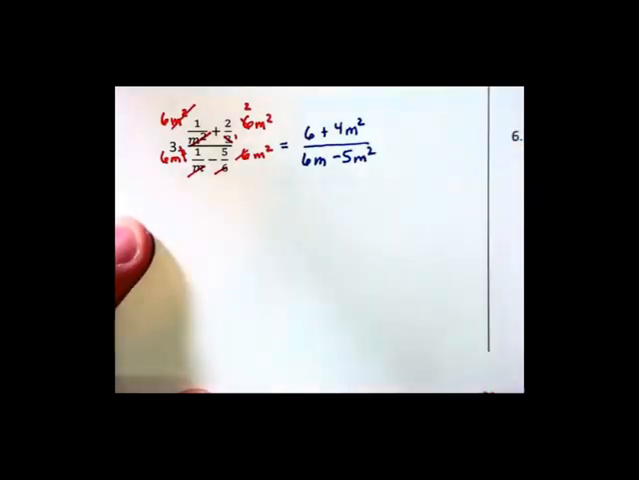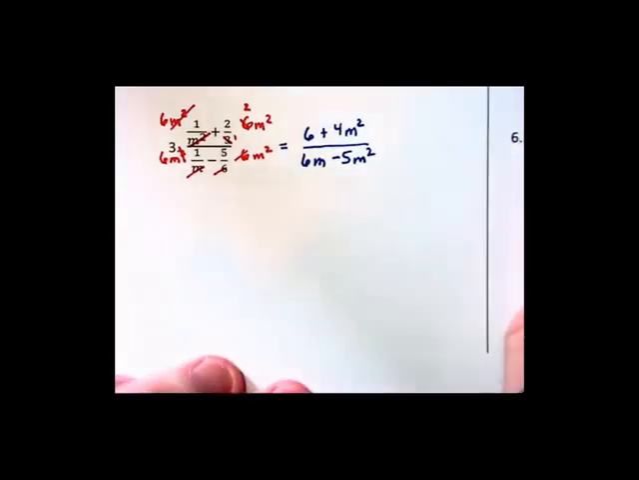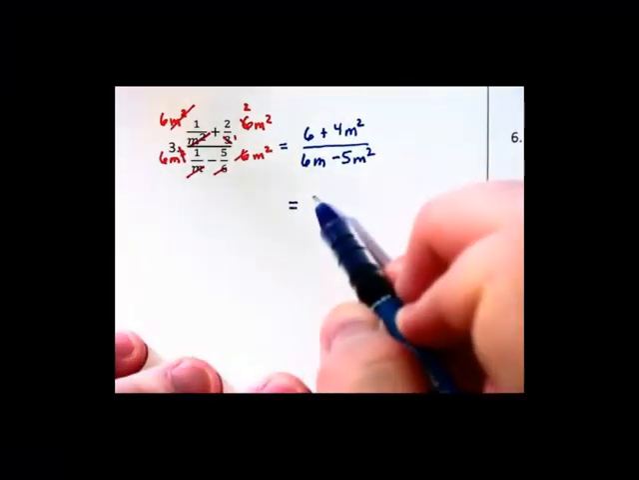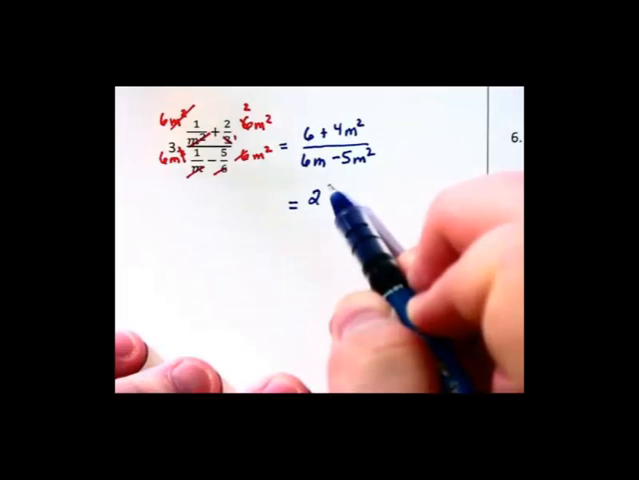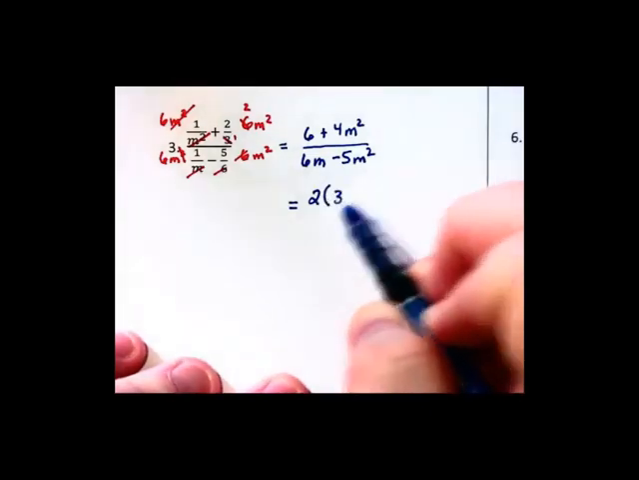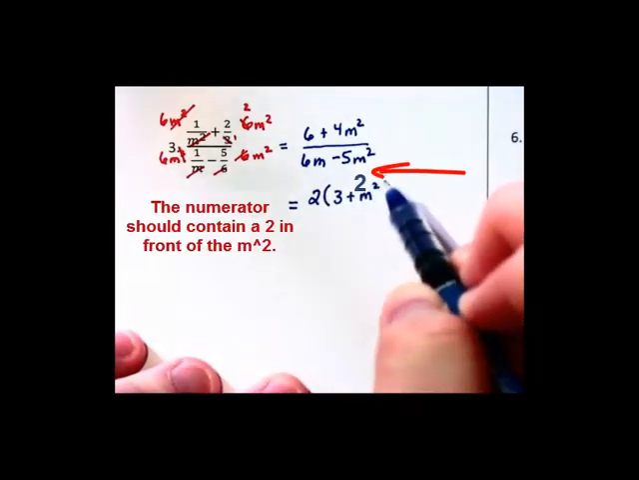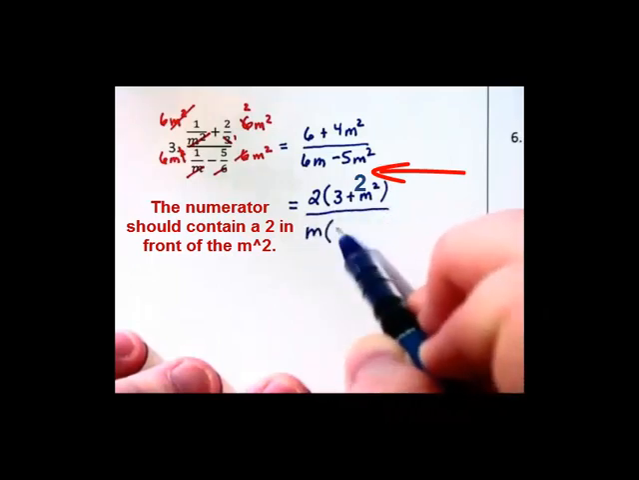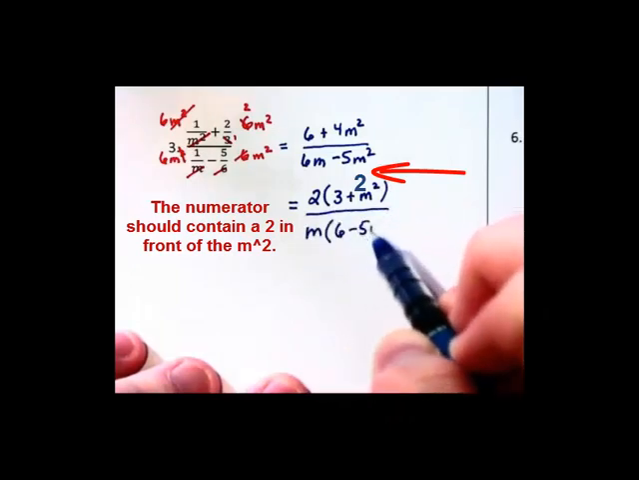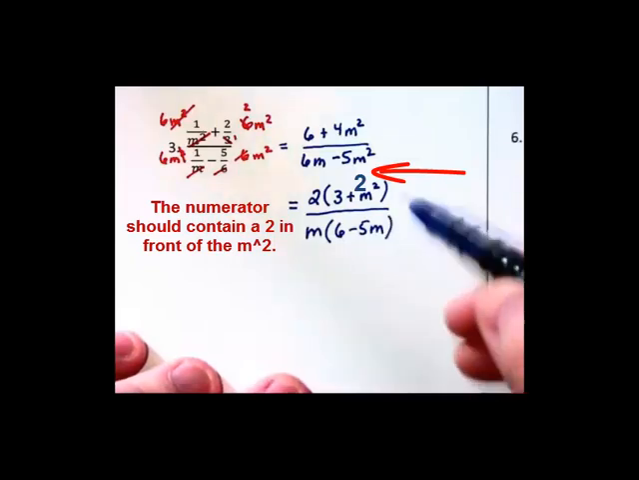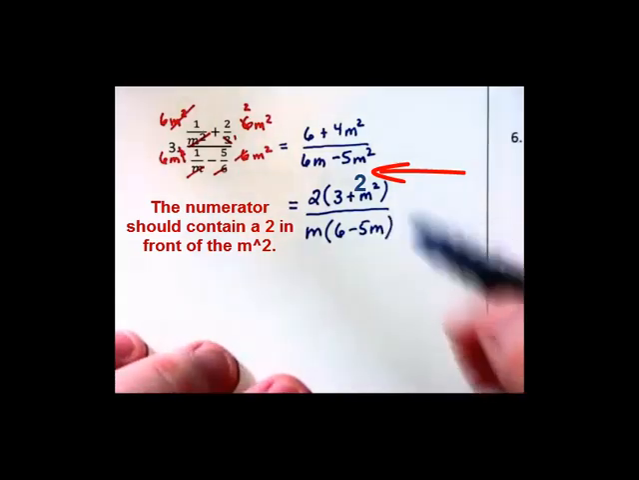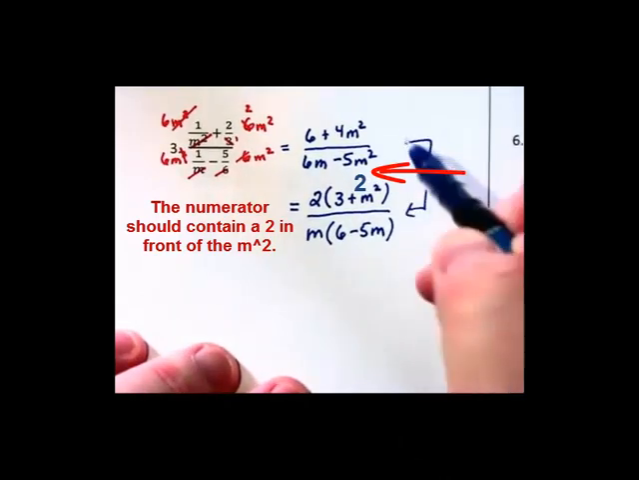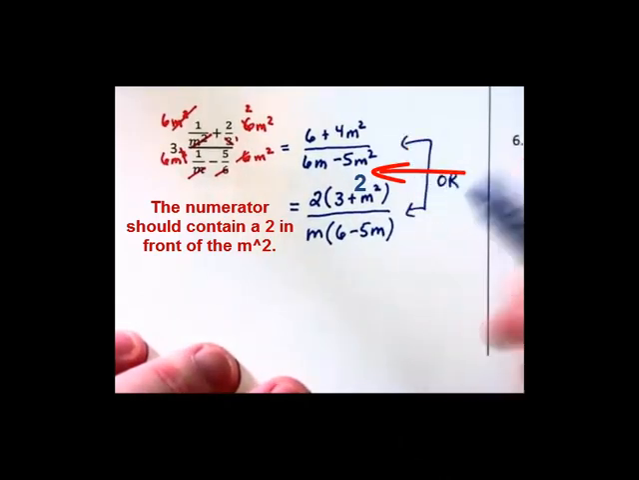Now, that might be our answer, but we also might be able to simplify. So I'm going to factor the numerator. Notice that both terms are even and divide out of 2, leaving 3 plus m squared. And then down below I can divide out an m, leaving 6 minus 5m. Now, since that does not cancel, there's no advantage to having this over the original, so either one of these would be acceptable as the final answer.